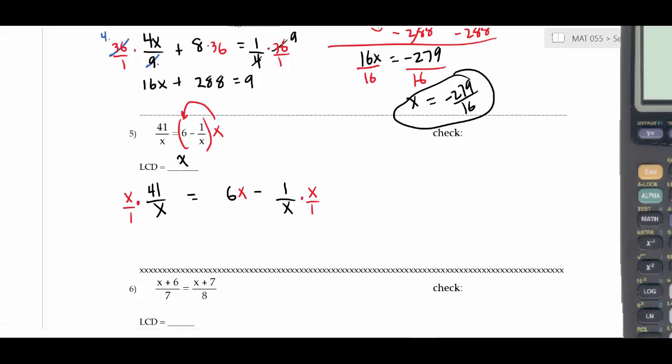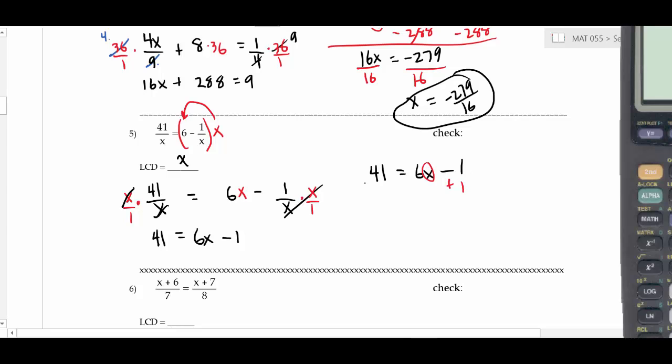Okay, now cancel stuff out. That's going to be 41. This is going to be 6x minus 1 like that. That's the key, to get that on your paper, and then you can solve the equation. Okay, so again, if you're in doubt, x needs to be by itself. Don't touch x. Get rid of 1 and get rid of 6.